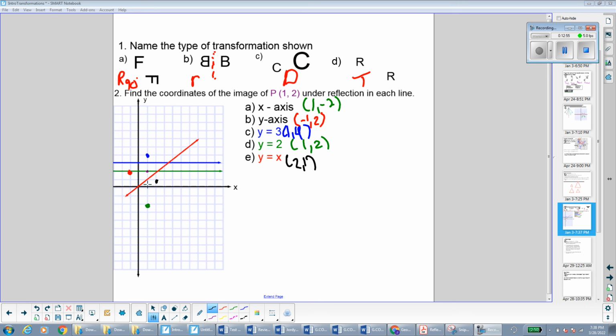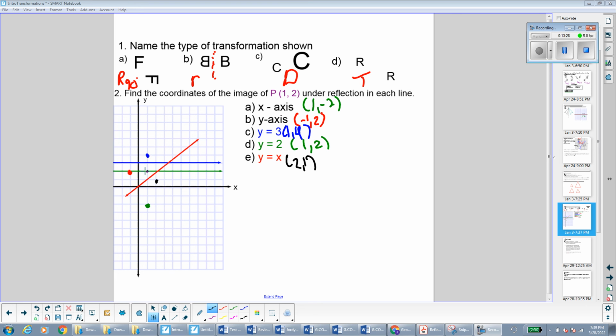So if we're reflecting over the x-axis and we're starting with the purple point P, since it's 2 spaces from the x-axis, we want to make sure it's brought 2 spaces on the other side of the x-axis. If we're reflecting over the y-axis, it's 1 space from the y-axis, so we want to make sure it's 1 more space from the y-axis to get the image point. If we're reflecting over the blue line y equals 3, it is 1 space from the line y equals 3, so we want to bring it 1 more space to the other side of that line.